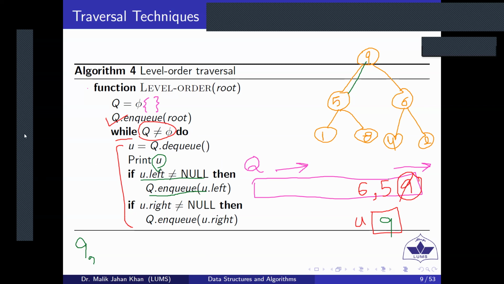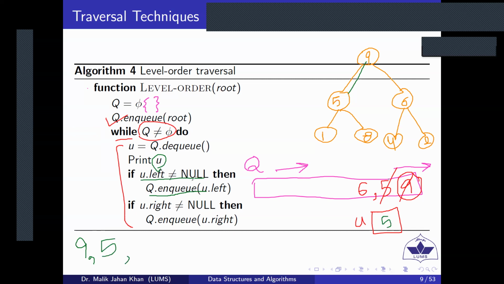As it dequeues the element, the next element which we can dequeue from the queue is 5. So 5 goes out of the queue, and as a result, it needs to be stored in U. So it goes in U. So now next thing which we do is that we print U. So that means that we print 5.